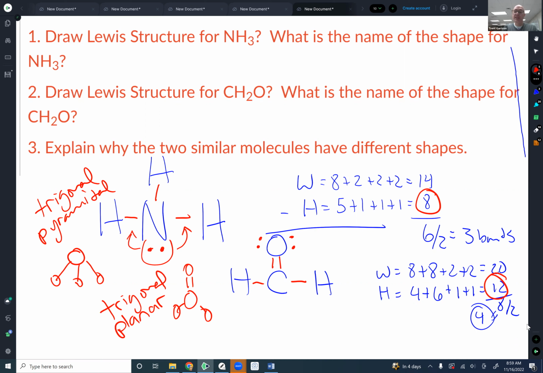Now, to answer the question number 3, why do they have different shapes? It has everything to do with 2 factors. One, this molecule has extra electrons, a lone pair that is on the central atom, and this one has a double bond. If I have a double bond on the central atom, it's going to cause it to be a trigonal planar. If I have a lone pair of unshared electrons on the central atom, it's going to repel the molecule's other bonded electrons and cause it to have a trigonal pyramid shape.